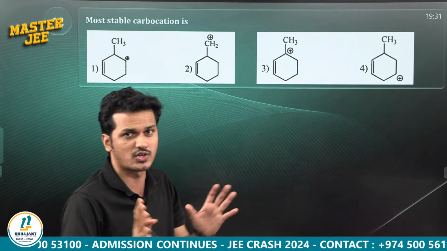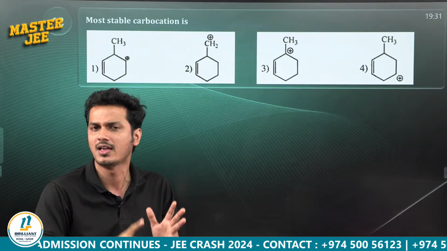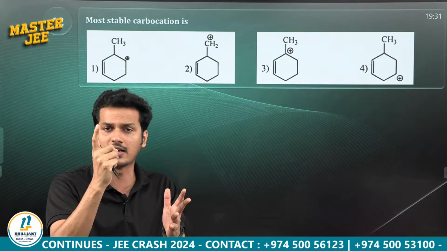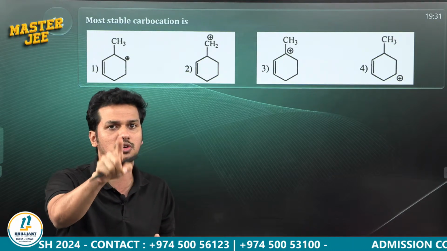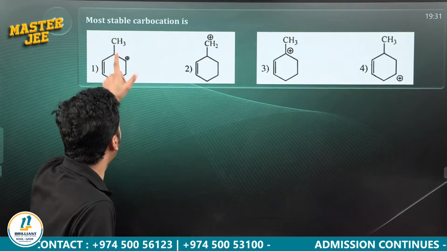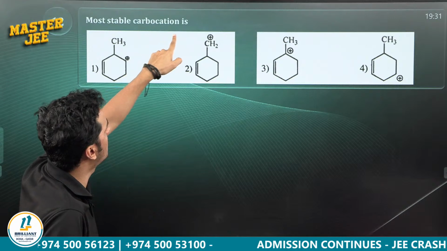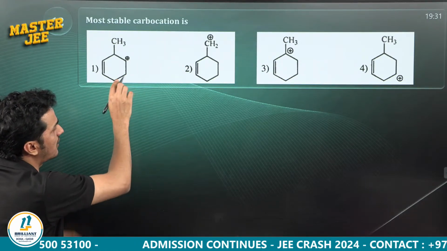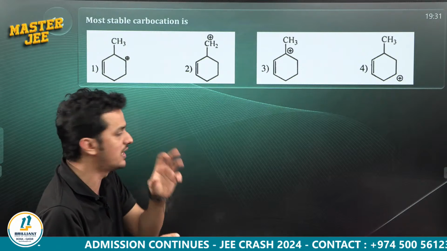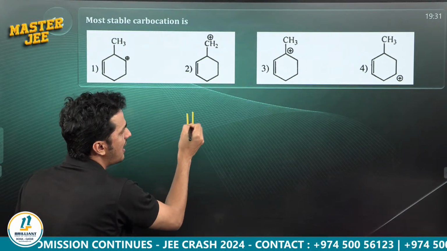Here we are giving the 10 questions from NCERT. You have to remember carbon free radical, carbocation, carbanion. Along with that, I taught you carbene as well as nitrene also. Anyhow, this is the one: most stable carbocation is. In the case of carbocation also, its stability we are explaining in terms of what?